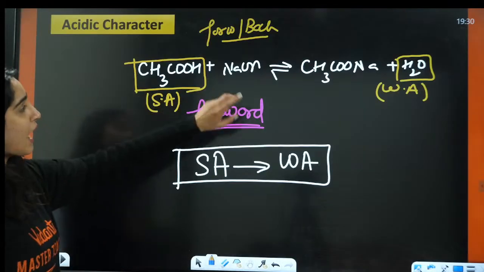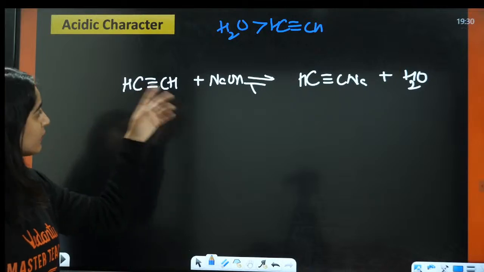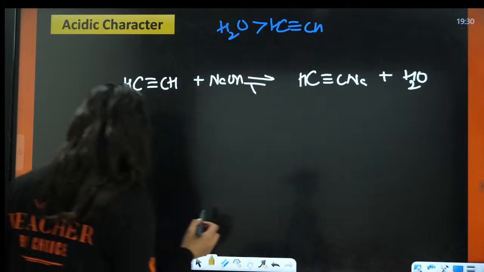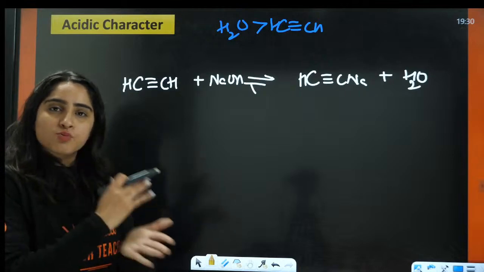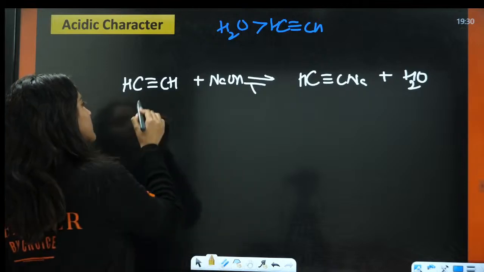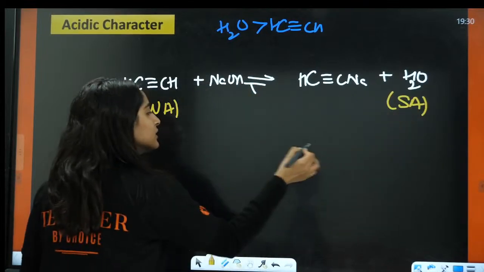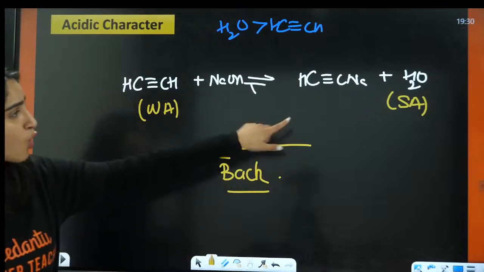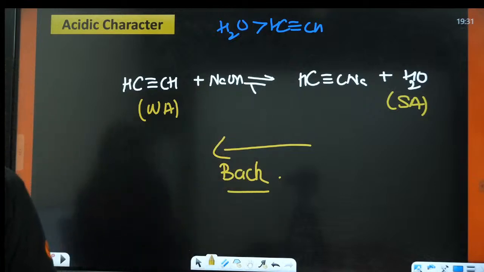But now here we have the comparison between water and alkyne, right? Between water and alkyne, water is stronger, as water is amphoteric. It is a stronger acid as compared to this. This is the weak acid and this is the strong acid. So here the reaction will be backward because the reaction proceeds from strong acid to weak acid. So the reaction here will be backward. Okay?